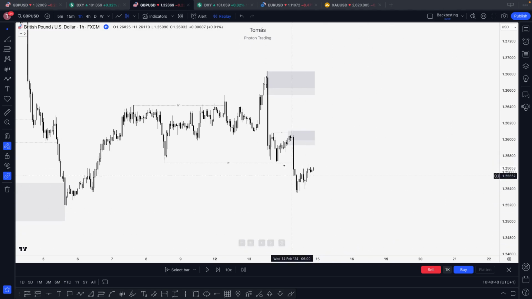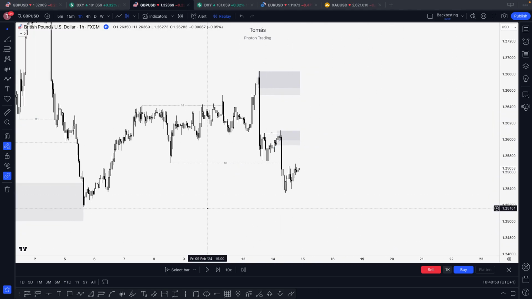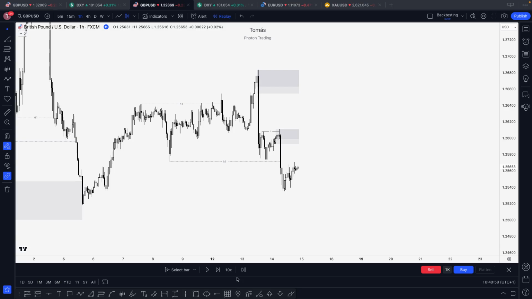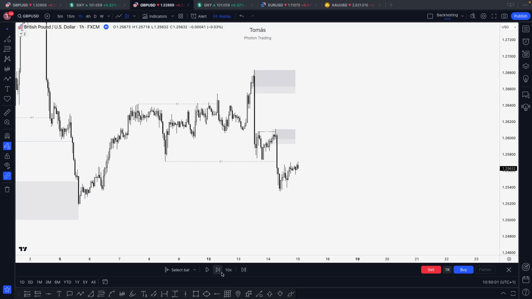So let's see, from the H1 perspective, looking for sales. Hope you guys are with me, targeting this week low, where we can take the trade. We have this POI and we have this one. So basically waiting for that to be reached. Let's see.